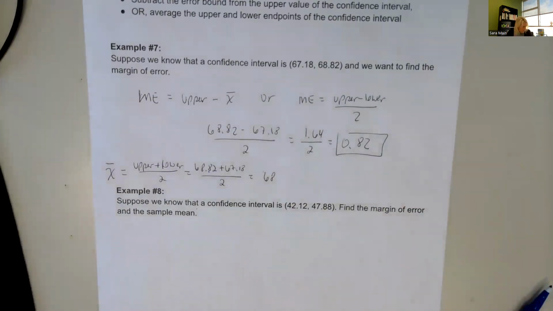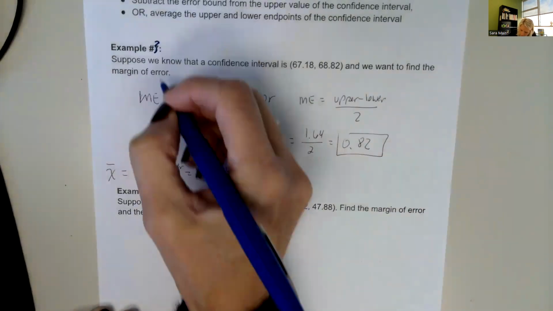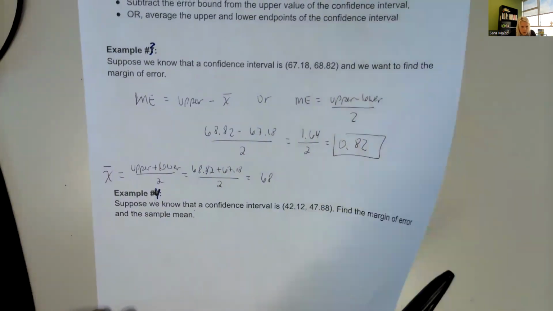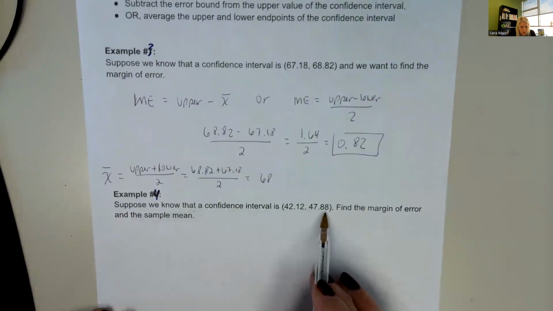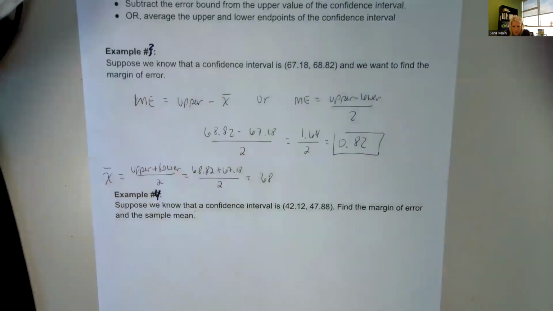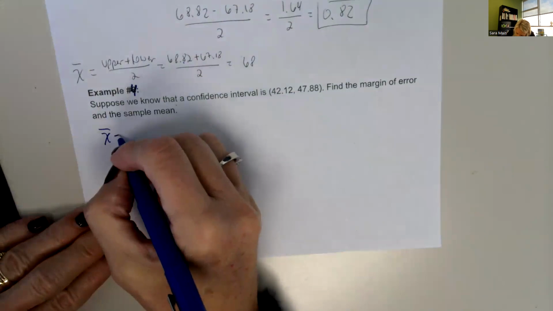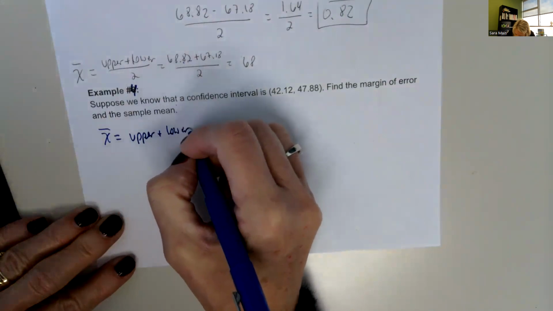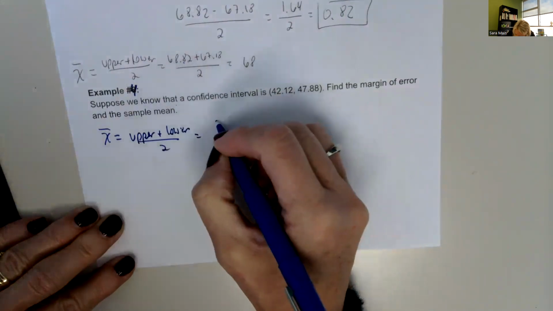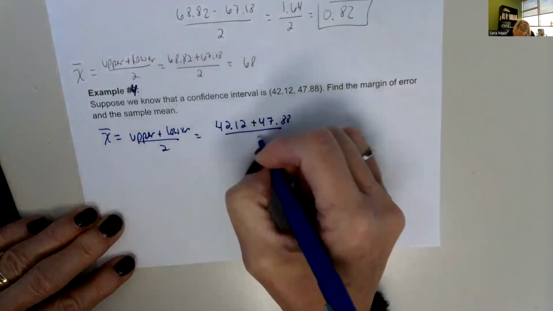So example, this should be example 4. Sorry about that. This should be example 3 and example 4. Suppose we know that a confidence interval is 42.12 to 47.88. Find the margin of error and the sample mean. So let's find the sample mean first. We're going to do the upper plus the lower divided by 2. So 42.12 plus 47.88 divided by 2.